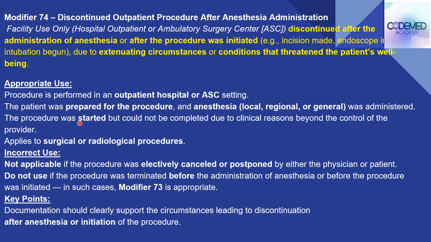Now, what is the appropriate use? The procedure is performed in an outpatient hospital. The patient was prepared for the procedure. The anesthesia was administered, and the procedure was started but could not be completed due to extenuating circumstances. And what is the incorrect use? It is not applicable if the procedure was electively cancelled or postponed, and do not use it if the procedure was terminated before the administration of anesthesia, because for that we have seen the modifier 73. And documentation should clearly support the circumstances leading to the discontinuation after the anesthesia. So these are the important points.